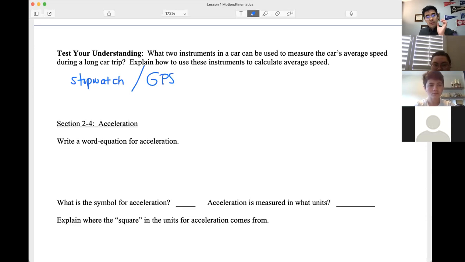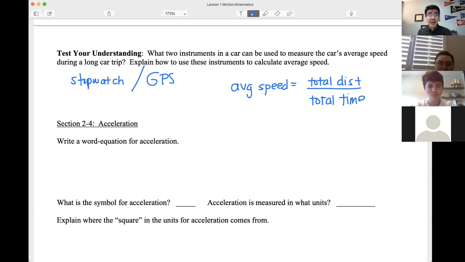So if you ever get one of these questions that's procedural, let's go back to think what equations we can use, right? So the equation for average speed was what? We wanted average speed, and to do that, we could use total distance over total time. So the stopwatch is good to help us measure the time. The GPS could help us find distance. What other things can allow us to calculate distance?